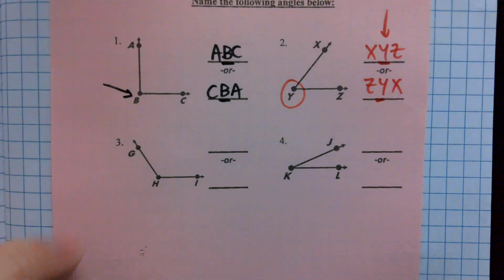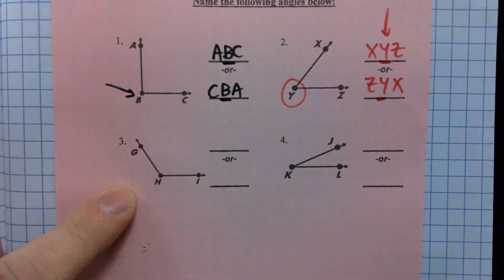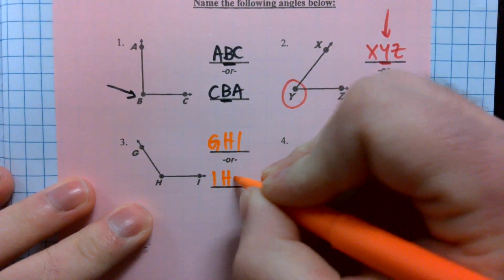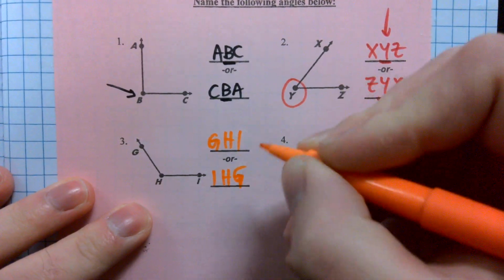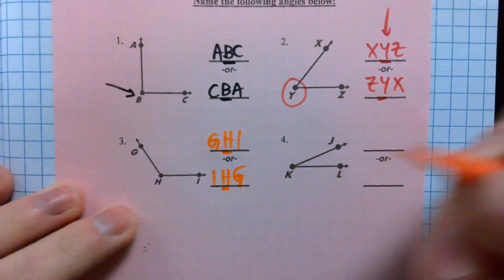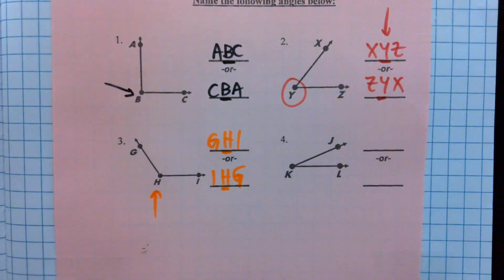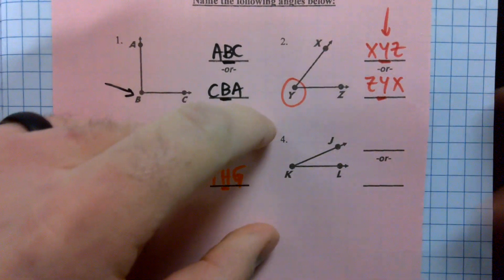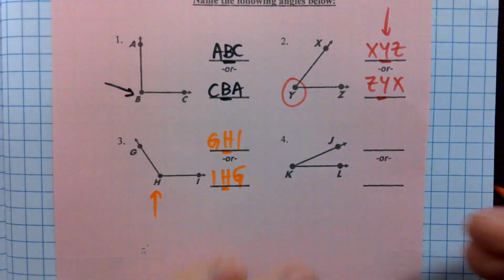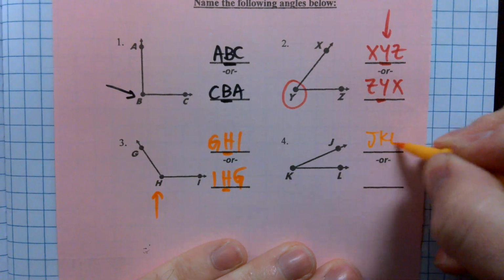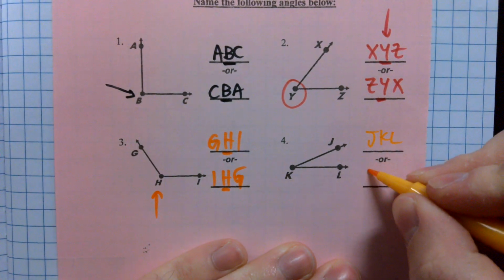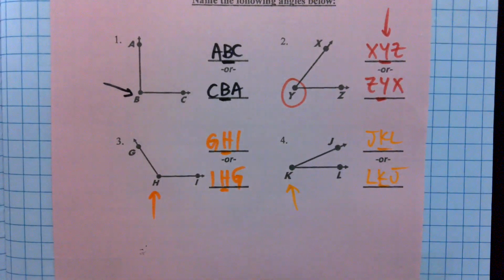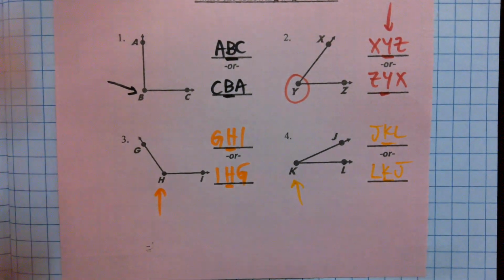Thank you, Devin. I already got you there. Tina, help me out with number 3. GHI or IHG. What's my vertex, Tina? H. Thank you, Tina. H is my vertex, right? I got you on the other ones, Darius. Let's get one more. Karina, number 4. Help me out. JKL or LKJ. What's my midpoint, Karina? K.